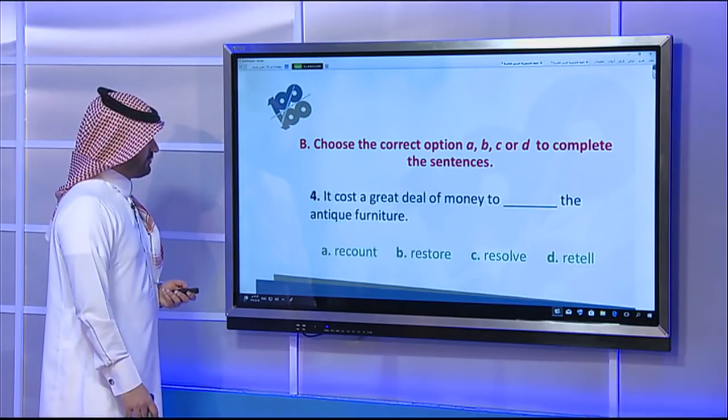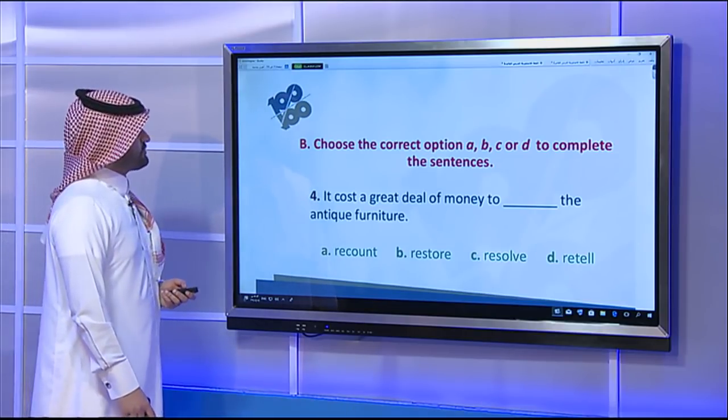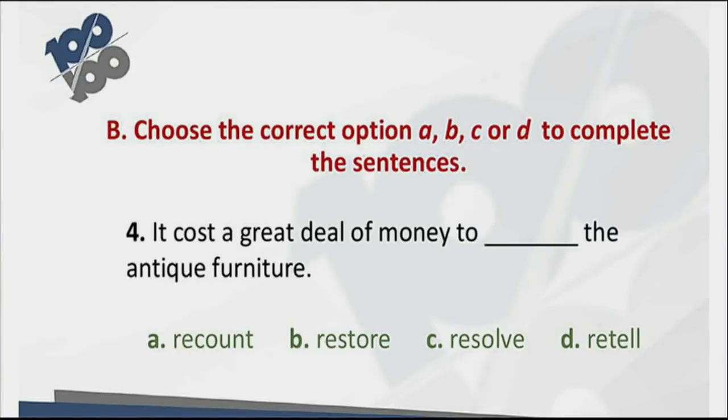Now let's move to number four. The sentence number four says, it cost a great deal of money to the antique furniture. Okay, something cost me a lot of money. To do what to the antique furniture? Furniture, as you know, is the tools and equipment in your house. Antique means very old, okay? Something cost me a lot of money. A great deal of money means a lot of money, to the antique furniture.